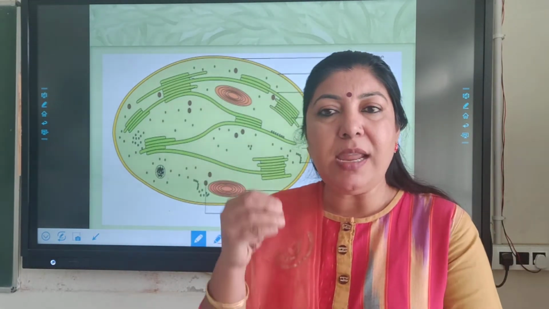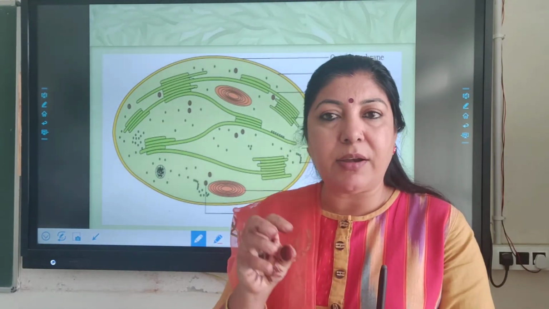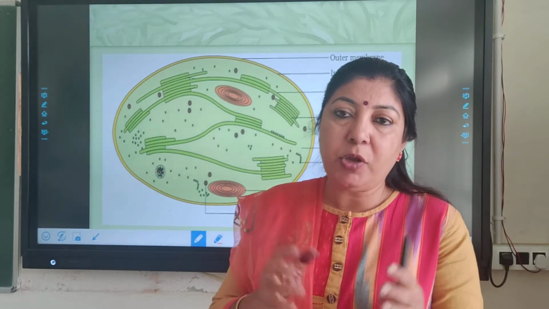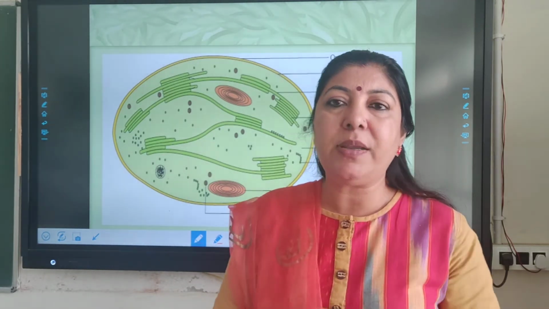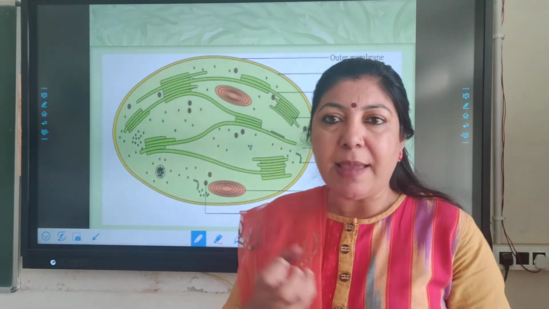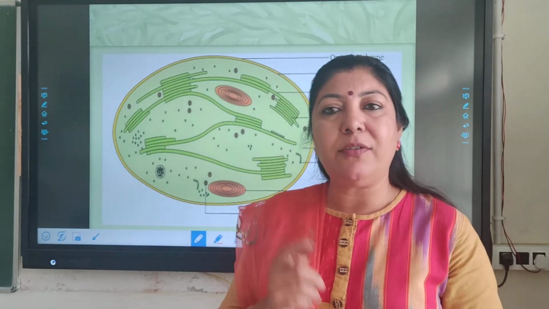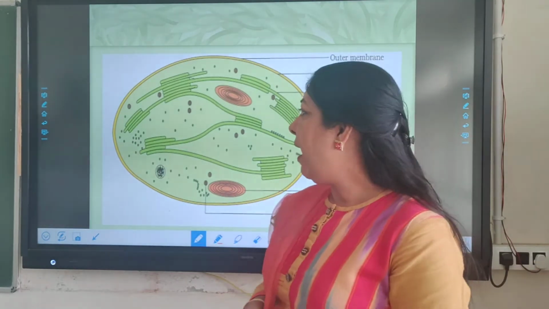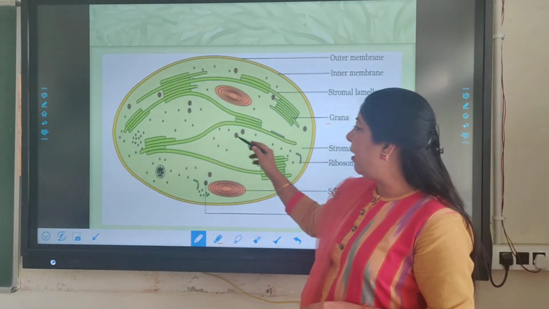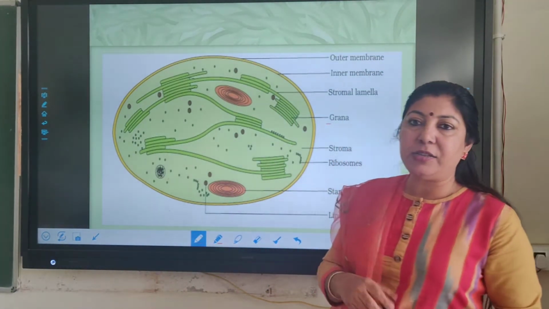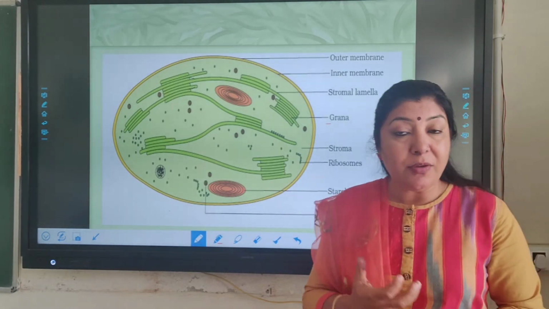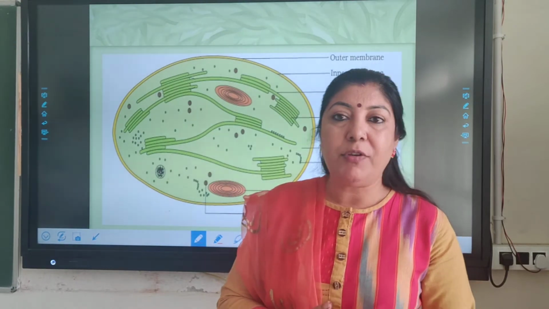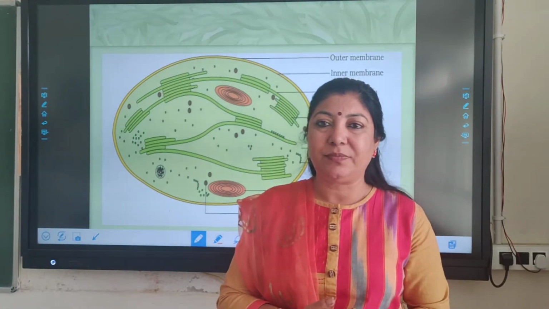That is, only in these grana the light dependent reactions will take place because they have specific pigments inside them which will capture the light energy and convert them into chemical energy. We will study the processes. And then there is the base that is called the matrix. In the matrix, all dark reactions take place which are independent of light.